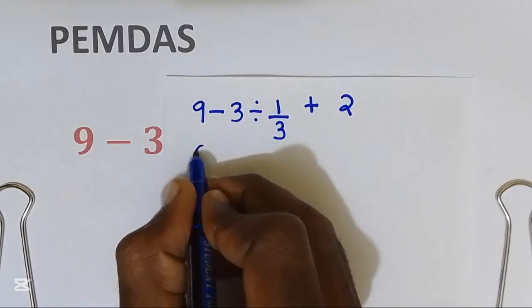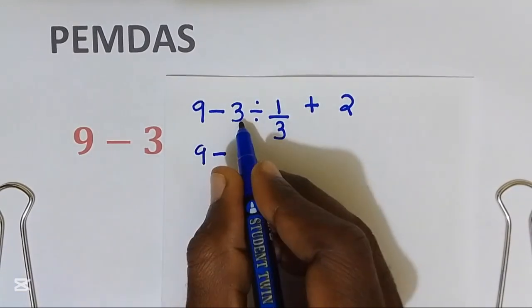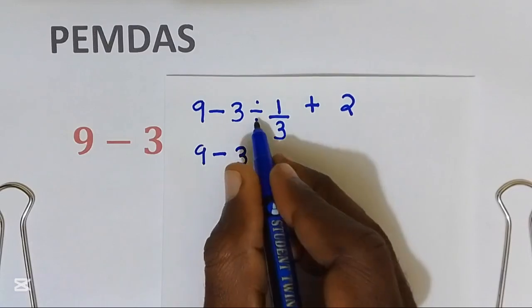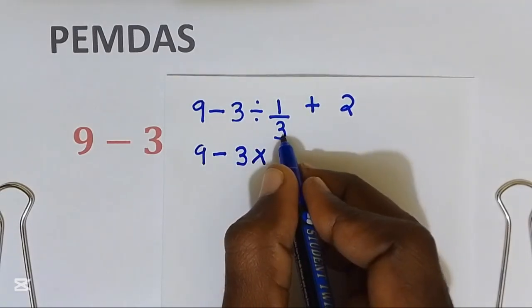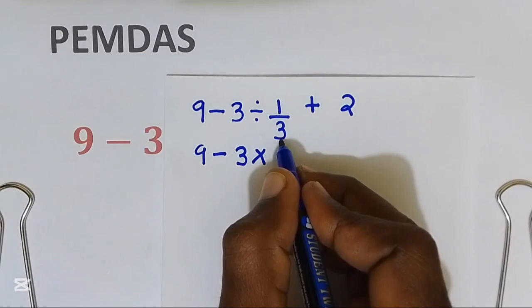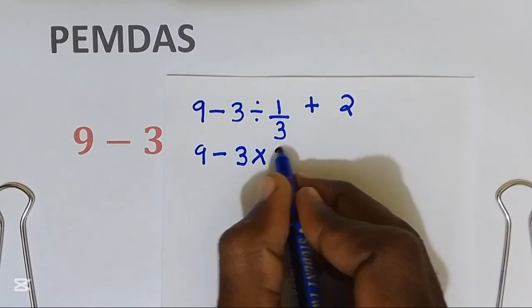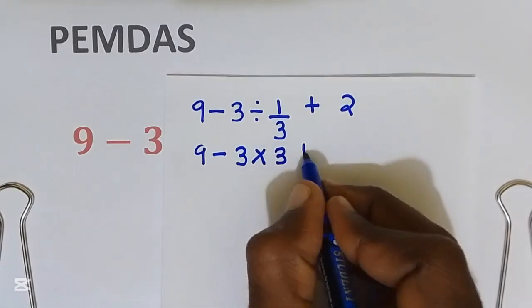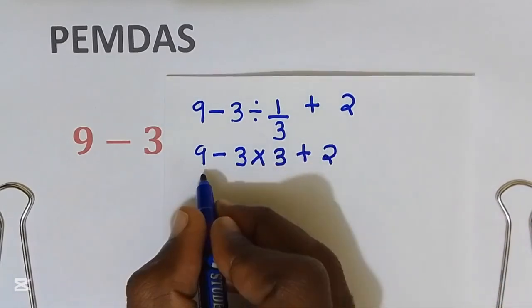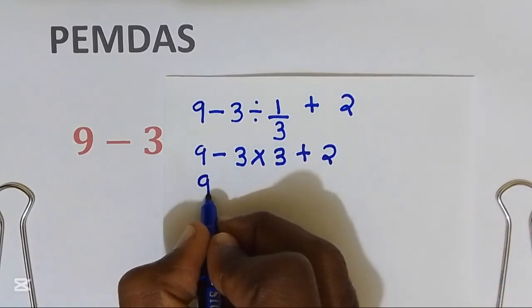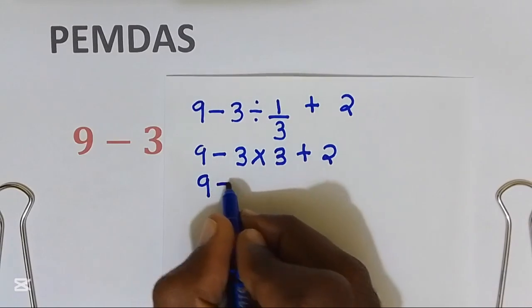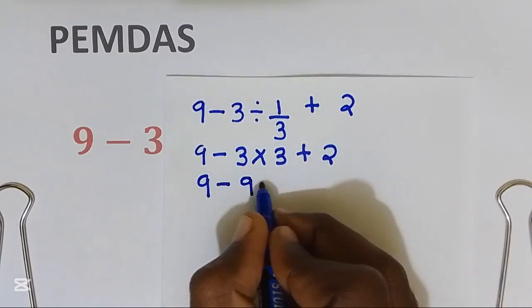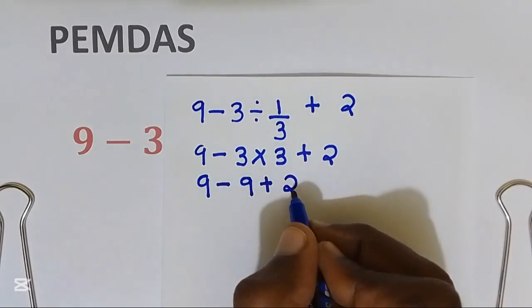That is 9, take away, we are going to keep 3. And then we are going to change the sign to multiplication. After that, we are going to flip 1 over 3. That is going to be 3 over 1, which is the same as 3. Then we are going to add 2. That is going to be 9 minus 3 multiplied by 3. We get minus 9 plus 2.